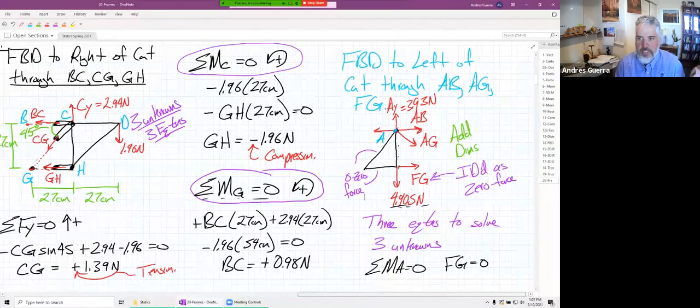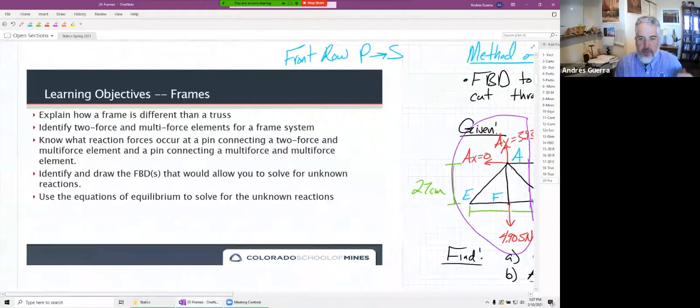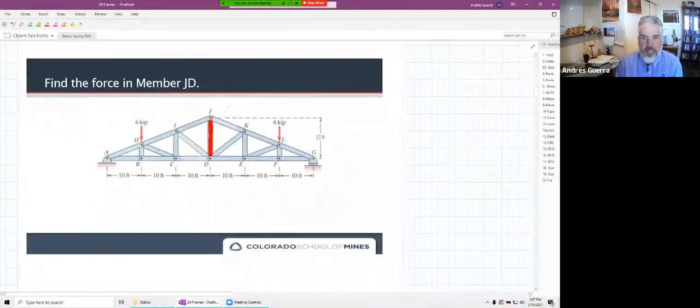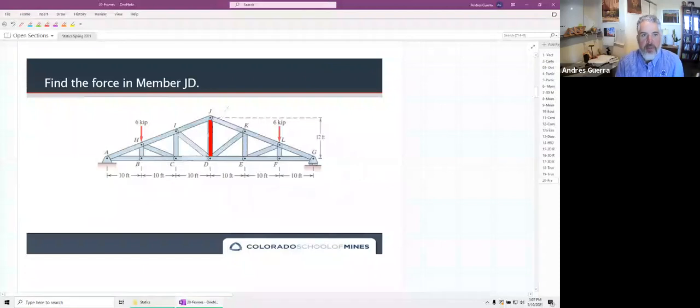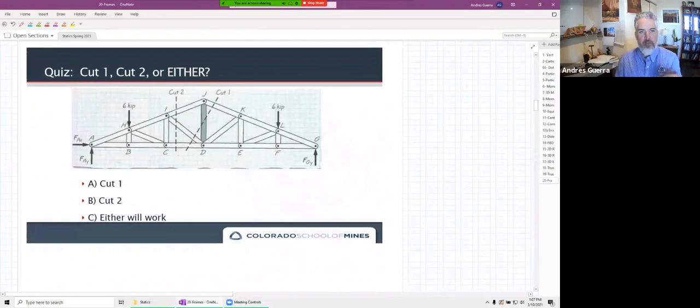Okay, so for today's quiz, let's see if we can apply what we've learned so far to this problem right here, where we're asked to find the force in member JD. And JD is that red one right in the middle there. We've got all the dimensions for this truss. It's this big truss here. And the red one, I've made it red just to highlight it and make it stick out so we can see it. And so our quiz today is cut one.